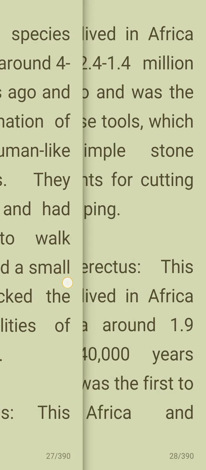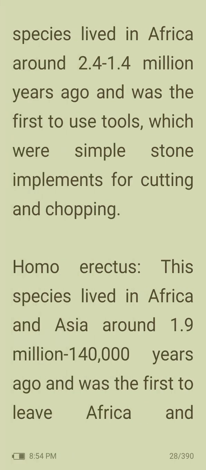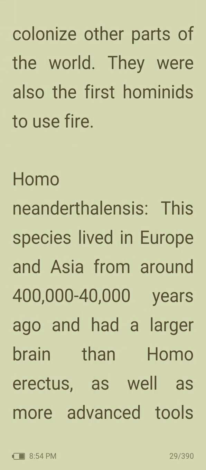Then Homo habilis. The species lived in Africa around 2.4 to 1.4 million years ago and was the first to use tools, which were simple stone implements for cutting and chopping. Then Homo erectus. The species lived in Africa and Asia around 1.9 million years ago and was the first to leave Africa and colonize other parts of the world. They were also the first hominids to use fire.